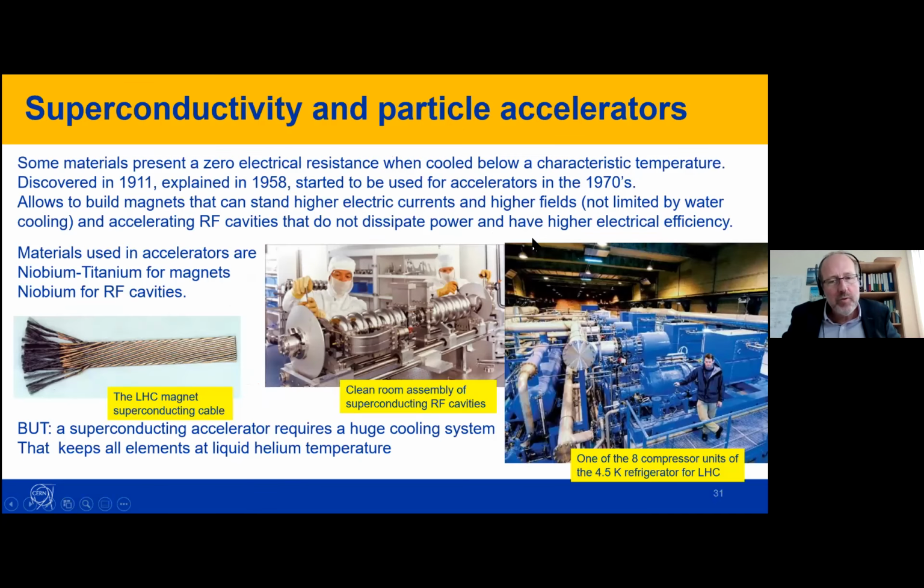So superconductivity, as we will see also in the next lecture, is one of the keys to the future of particle accelerators, because we can build magnets that do not dissipate energy and can go to higher and higher field. But we can also build accelerating cavities made of niobium that are superconducting, which allow us to reach higher and higher fields without losing too much power. But we have to keep everything cold, at 4.5 K in the LHC, and here you see the huge refrigerating system of the CERN Large Hadron Collider.